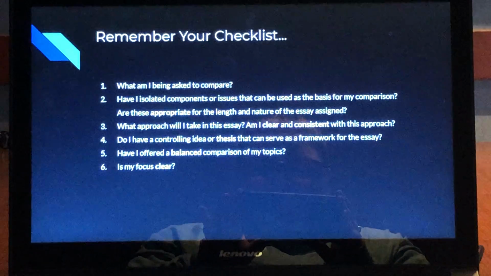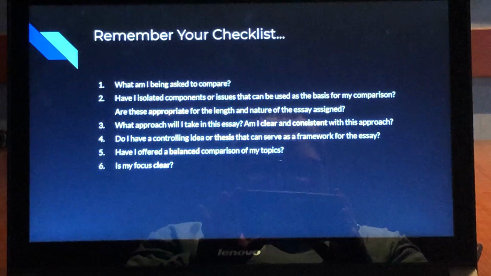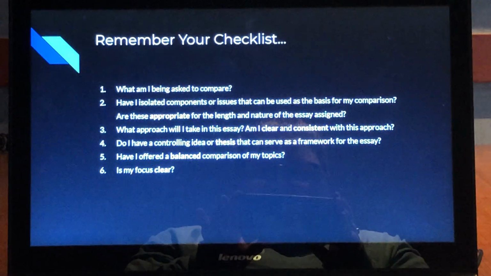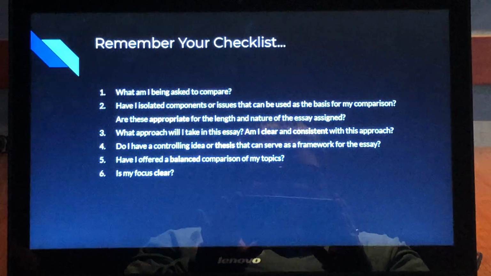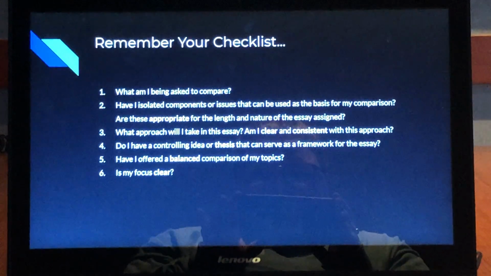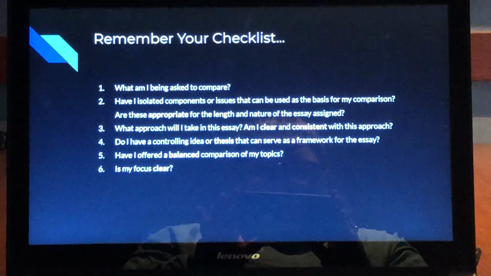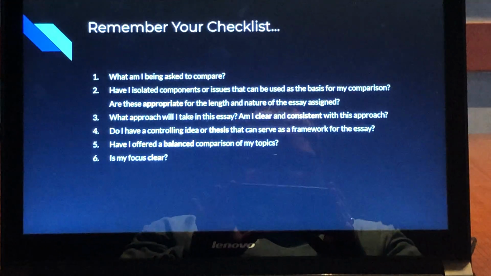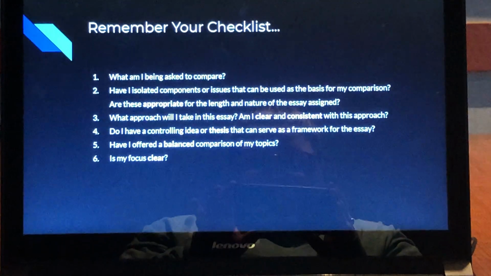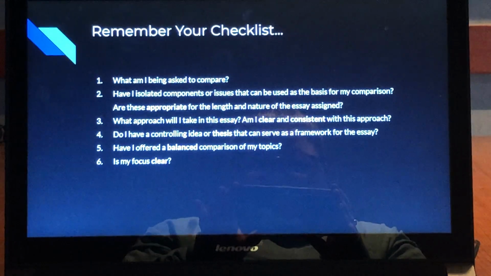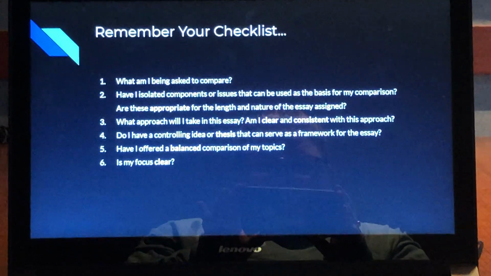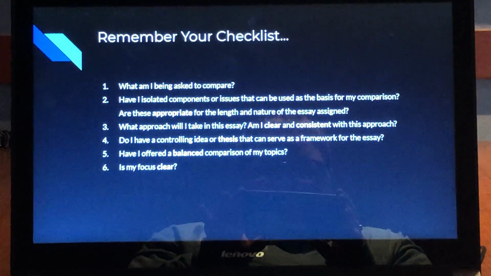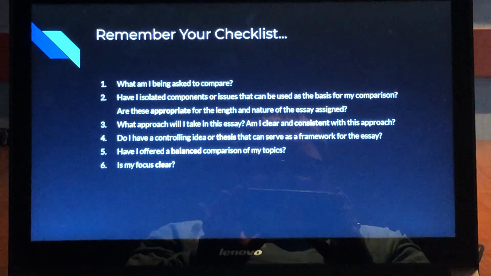And then finally, is your focus clear? This kind of sums up everything else. Are you being straightforward? Are you talking exactly about what you're supposed to be talking about? You're not straying off on different paths; you want to keep it focused, because you don't want to confuse your reader. And your professor, of course, knows what you're supposed to be comparing, so while reading they're going to know if you stray off that path. So make sure you read over it and keep everything clear. Clarity is a big, big issue.